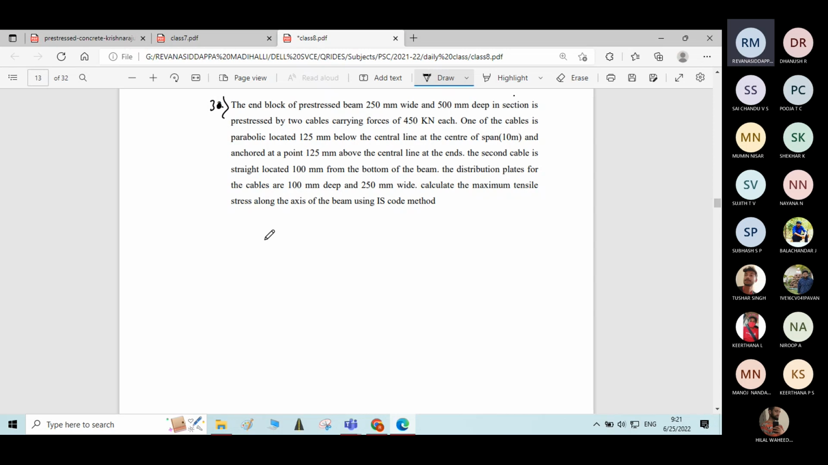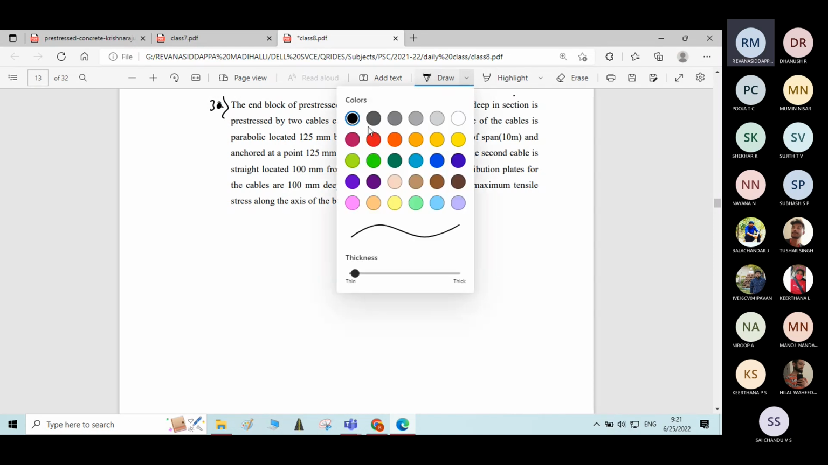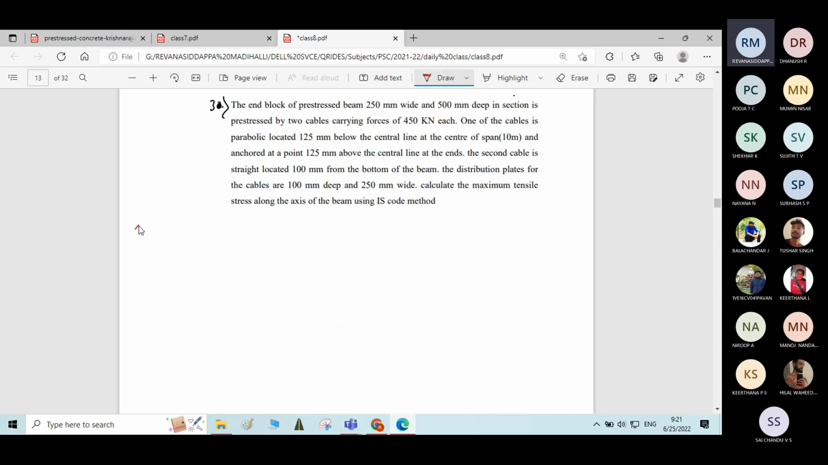This is the question. As there are two cables given in this problem, two cables are existing in the beam. For two cables, there will be two anchor plates, obviously. Let us write the diagram first for the problem given. Solution.